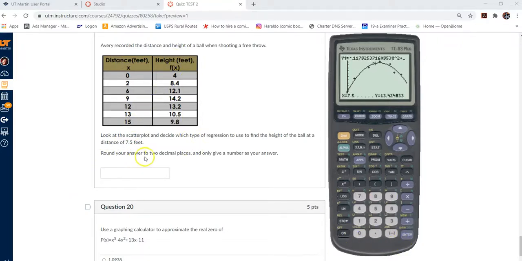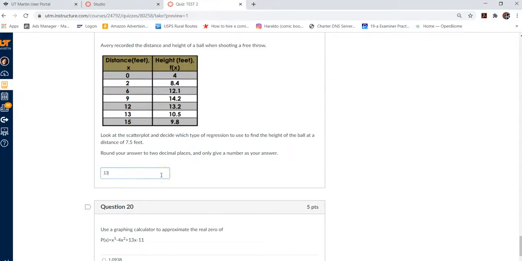All right, now round your answer to 2 decimal places. Okay, if I cut this off at 2, that 4 here will not change that 2, so it's going to be 13.42. 13.42.